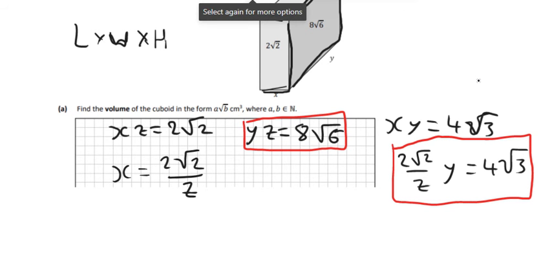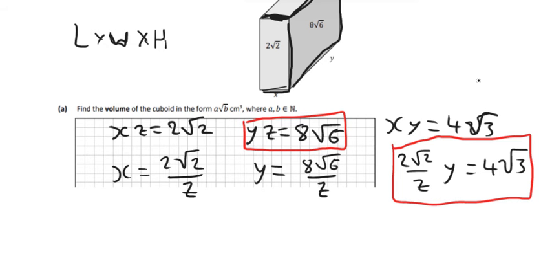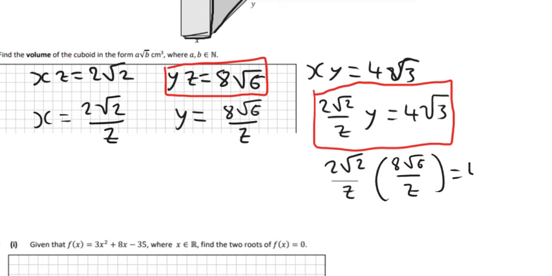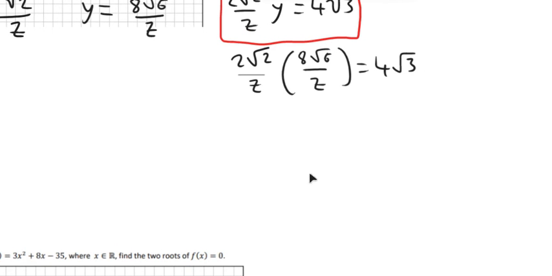Let's use the middle one here. Let's get what y is, and then we'll have things with just z. So y has to be equal to 8 root 6 over z. So I'm going to sub that into the third one. So 2 root 2 over z times 8 root 6 over z has to be equal to 4 root 3. So I've got an equation with just z's in it, but it looks a bit complicated.